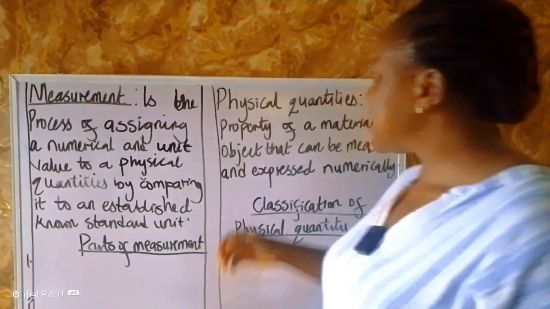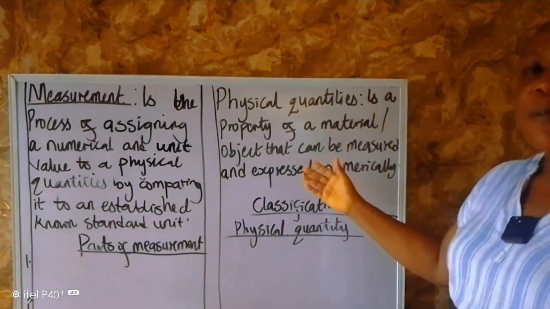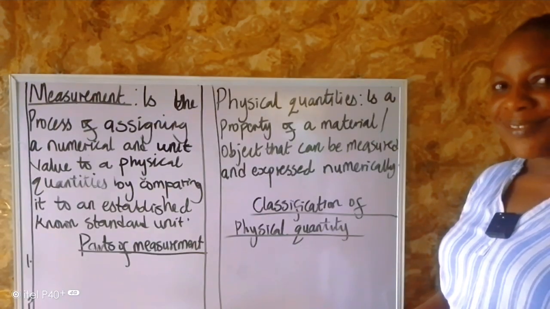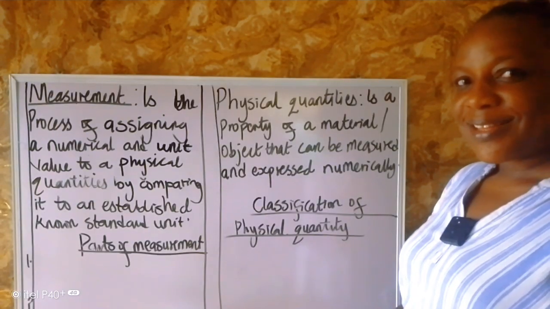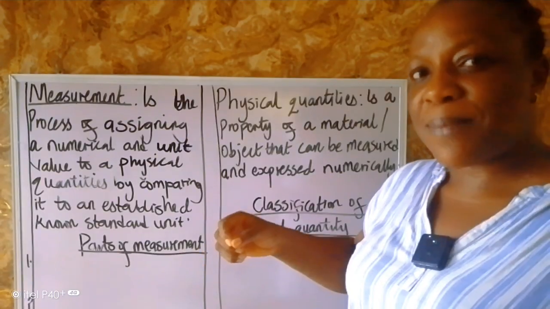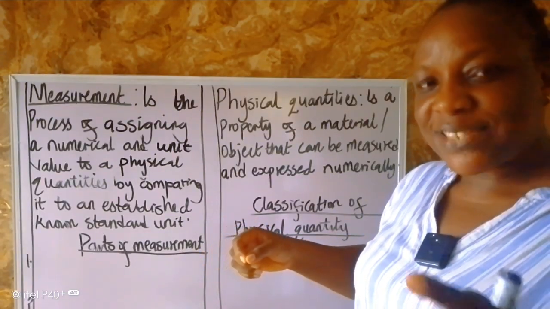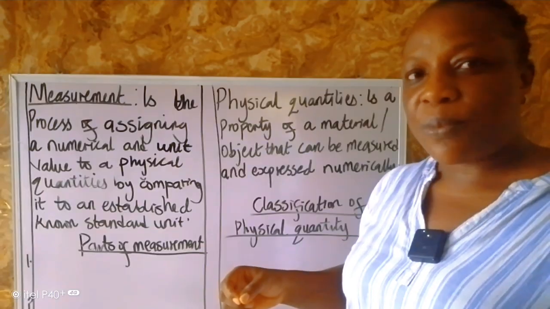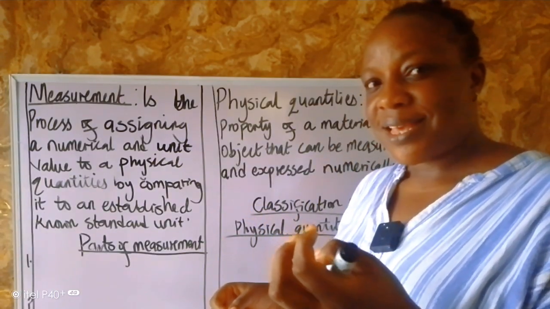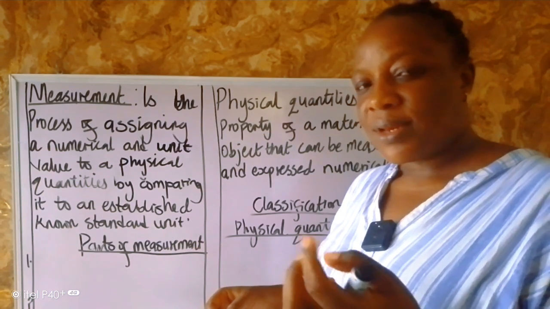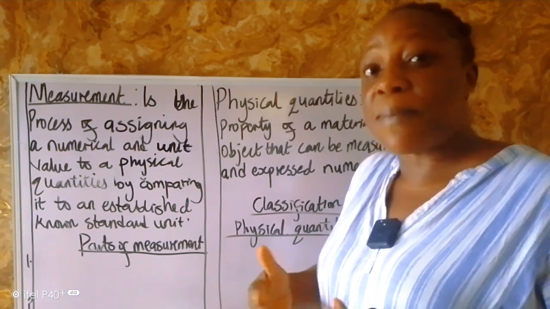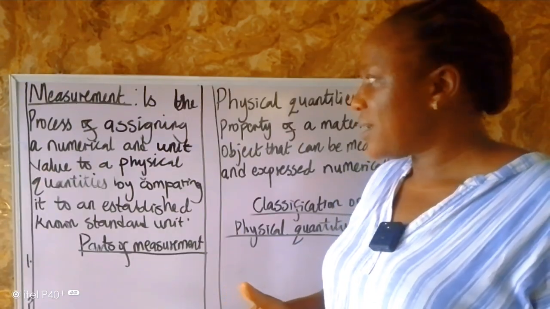When we talk of physical quantity, we are simply talking of the property of a material that can be measured. Have you seen it? That property of a material that you can measure, that thing you can measure in a material is its physical quantity. Example, length, mass. Have you seen it? These are what we attribute as physical quantities. That which can be measured. Have you seen it? Yes.